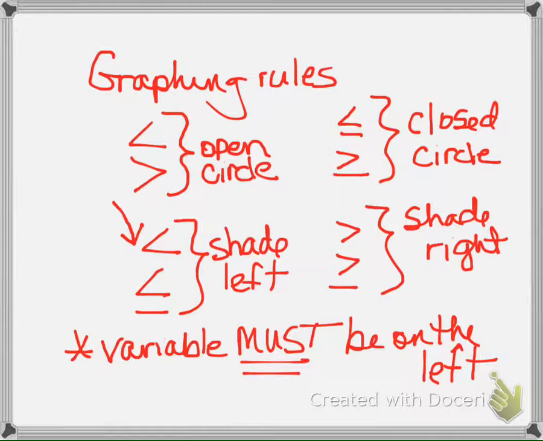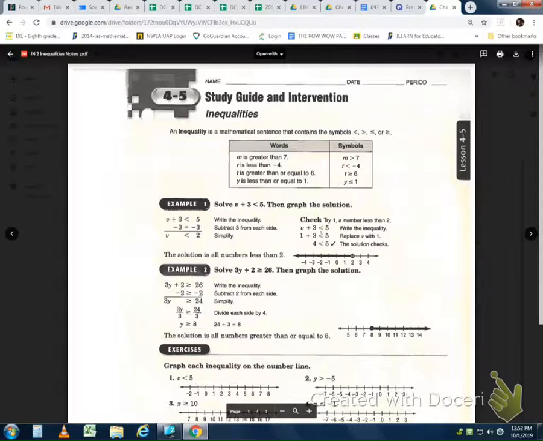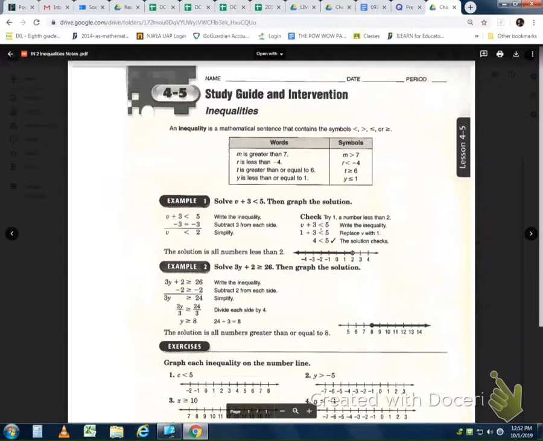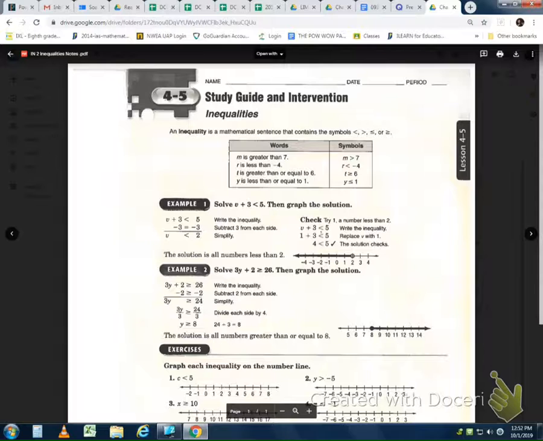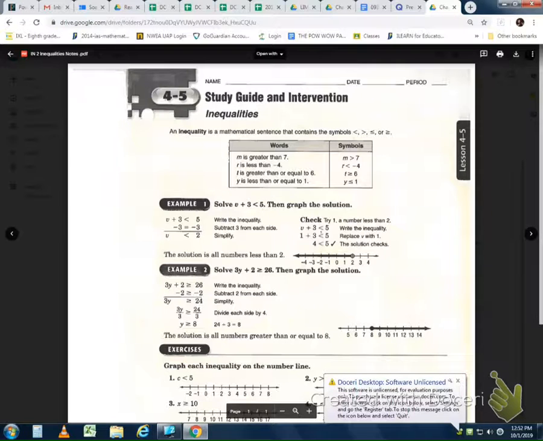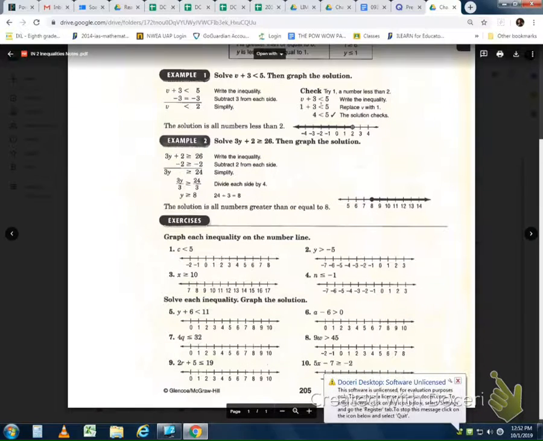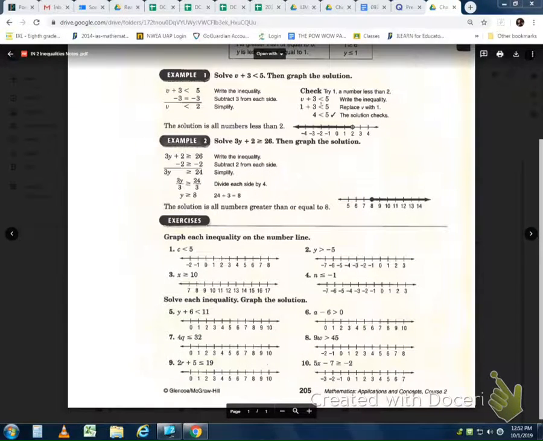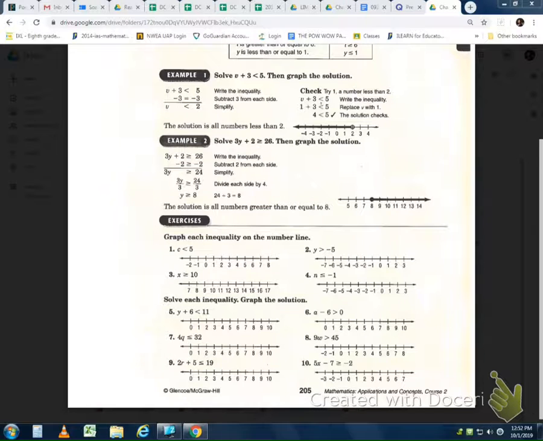All right, so now we're going to go and look at some examples. This lesson, like I said, is called Indiana 2, and it's called Inequalities. That's what you'll find when you go on your Google Drive. It's everything about inequalities, and it says an inequality is a mathematical sentence that contains less than, greater than, less than or equal to, or greater than or equal to. So we're going to look at the first 4 examples down here, and we're going to graph them.